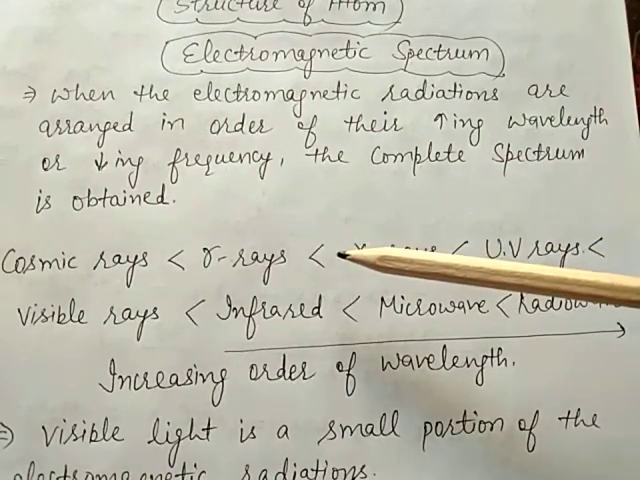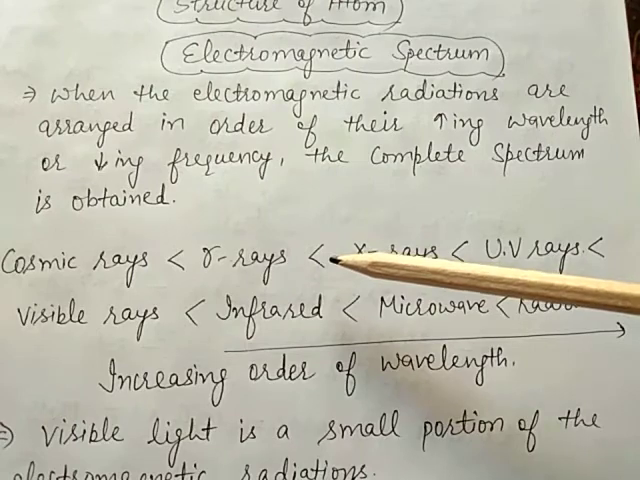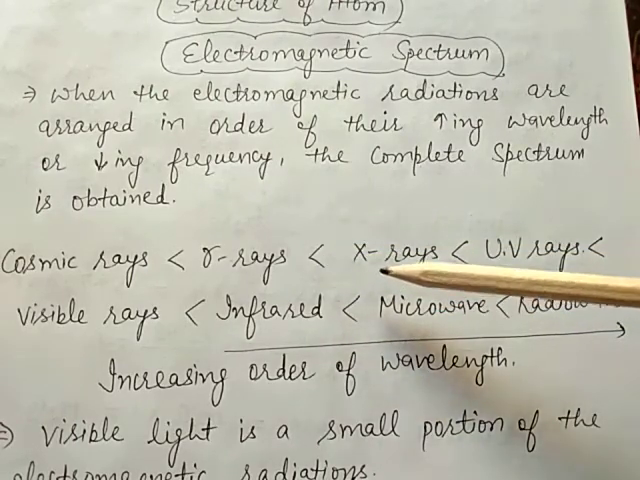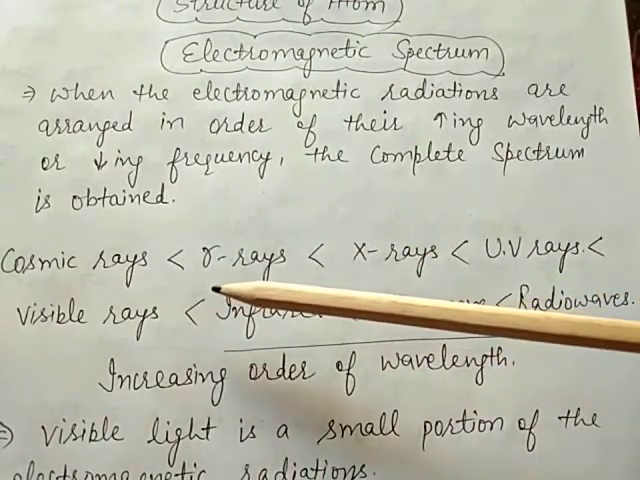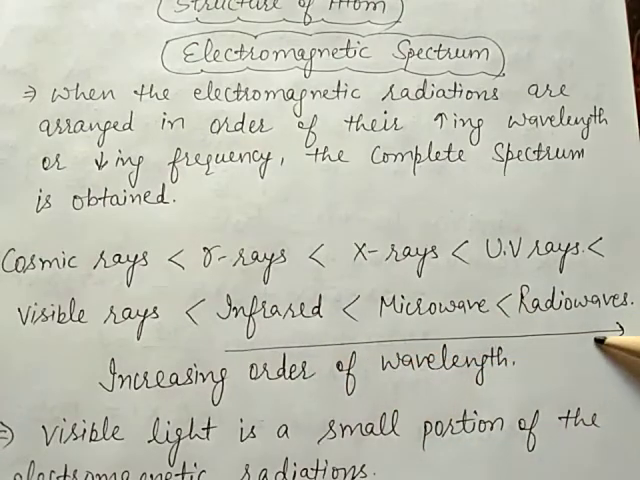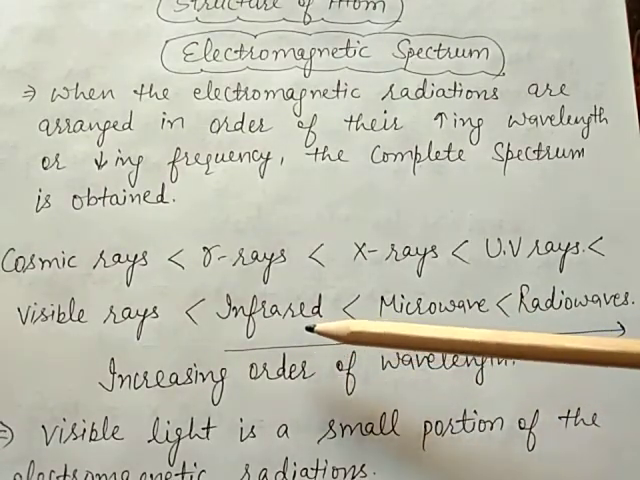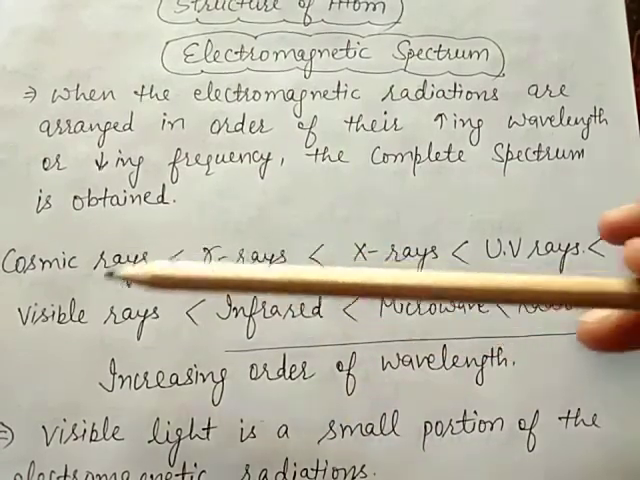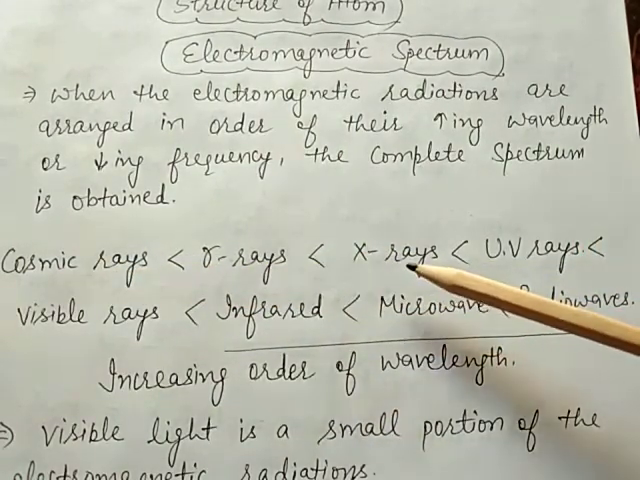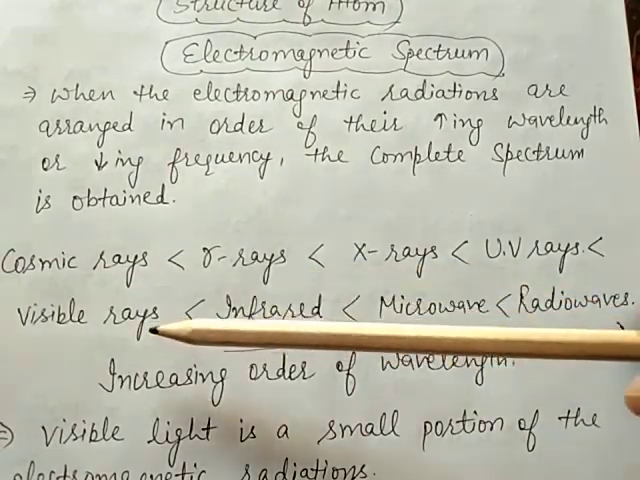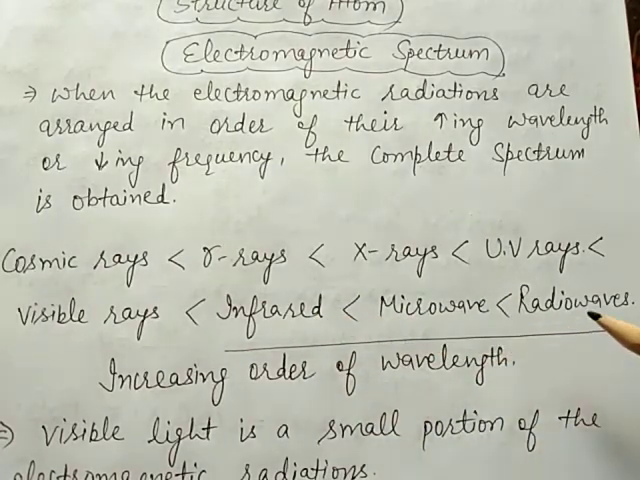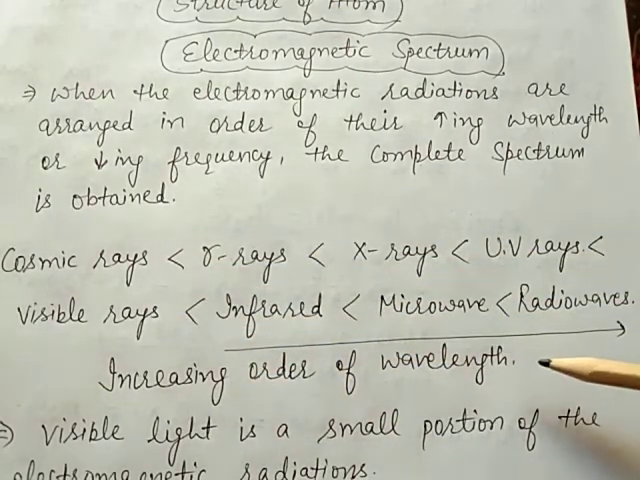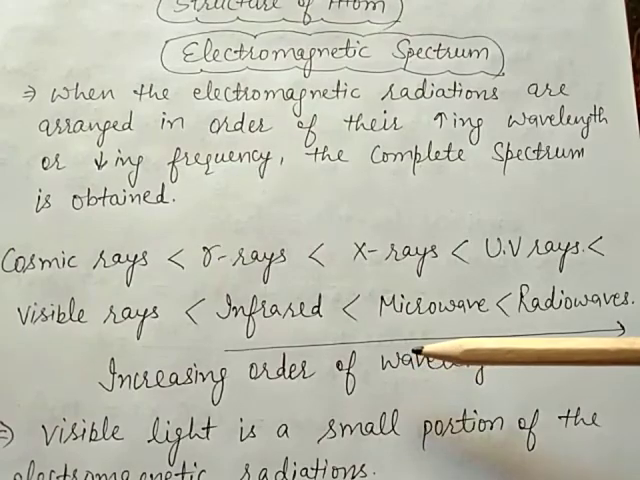This spectrum is called the electromagnetic spectrum. Electromagnetic radiation is of several kinds which differ from one another in wavelength or frequency. These are arranged in the increasing order of wavelength but decreasing order of frequency. How is it learned? Cosmic rays, gamma rays, X-rays, UV rays, visible rays, infrared rays, microwave rays, radio waves. These are in increasing order of wavelength but decreasing order of frequency.